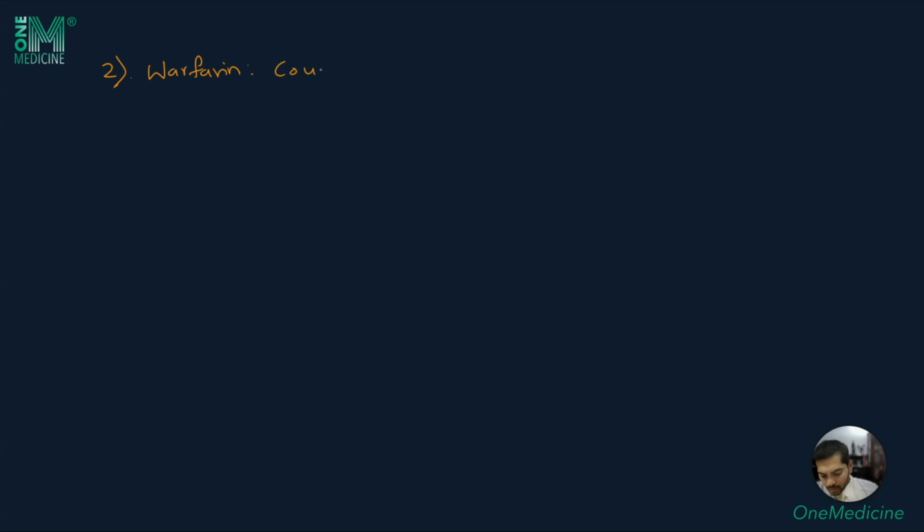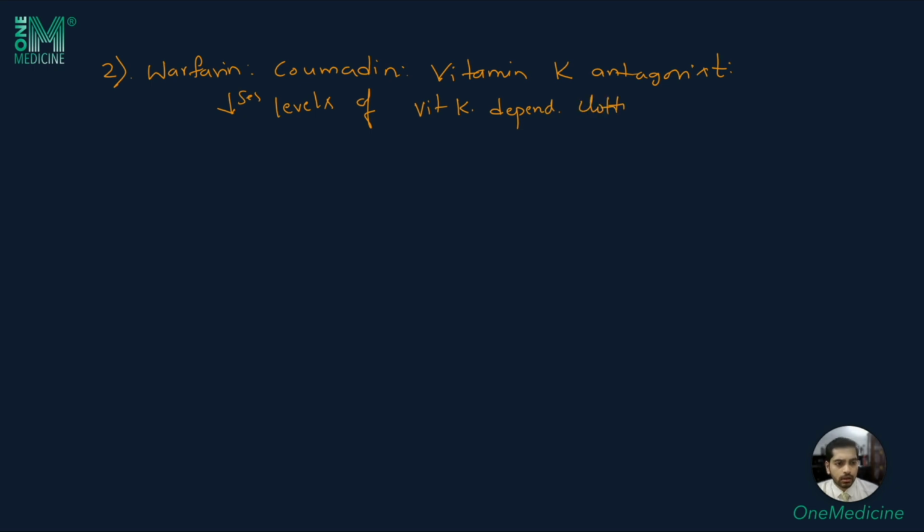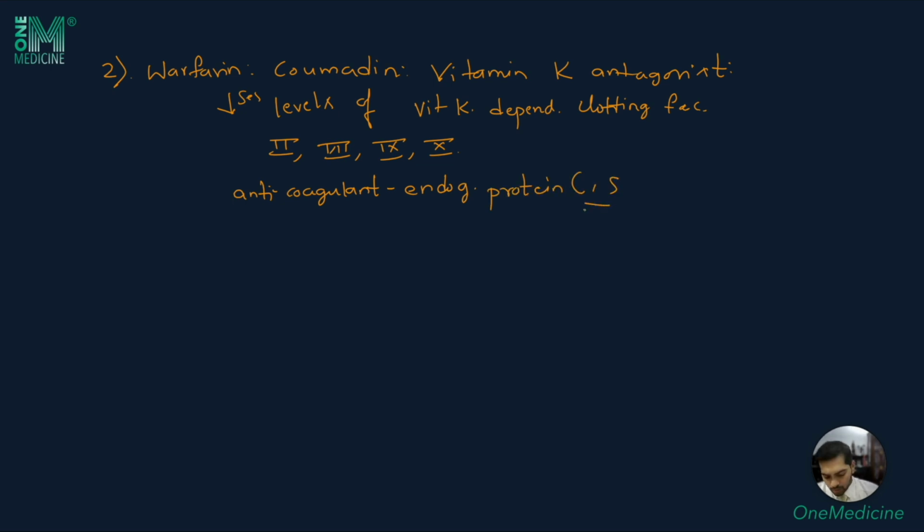also goes by the name coumadin. This is a vitamin K antagonist, and it reduces the levels of vitamin K dependent clotting factors, including factor 2, factor 7, factor 9 and factor 10, and anticoagulant endogenous factors, that is protein C and protein S also.